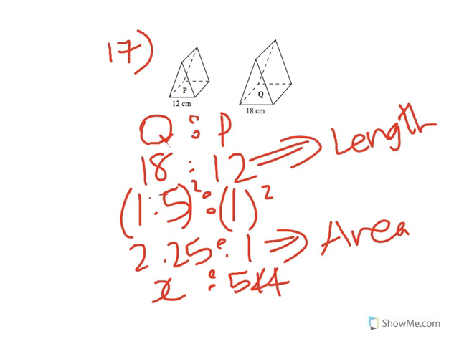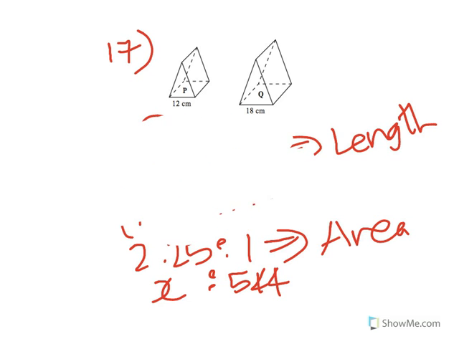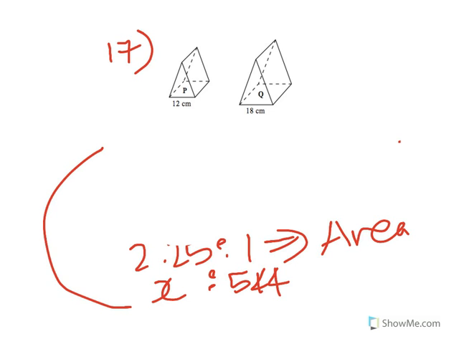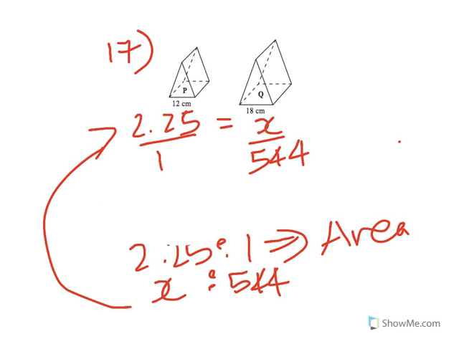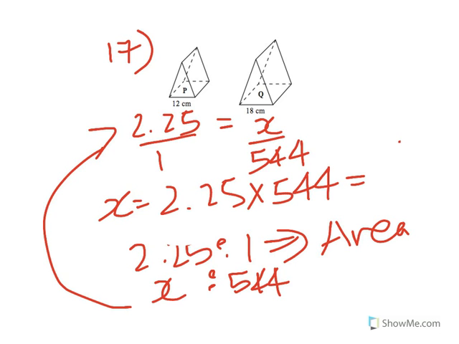Now putting this in algebraic form, we're going to get 2.25 over 1 is equal to x over 544. So x is equal to 2.25 times 544. So the total surface area of prism Q is nothing but 1224 centimeters squared.